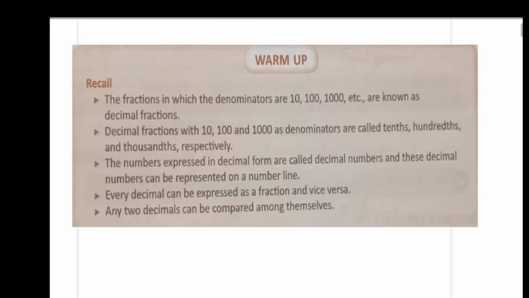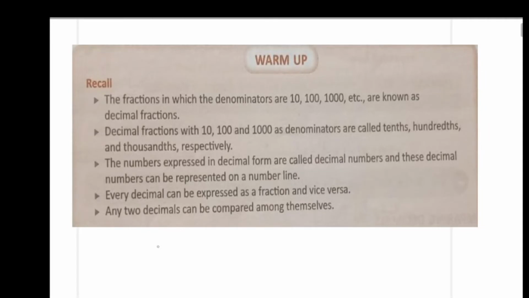Here, first we will recall some important points. The first one is that fractions in which the denominators are 10, 100, 1000, etc. are known as decimal fractions. That means in which fraction the denominator is 10, 100, 1000 like that, we call it a decimal fraction.